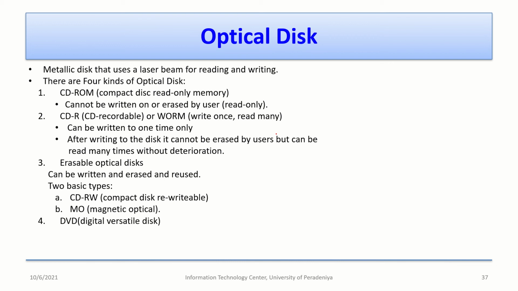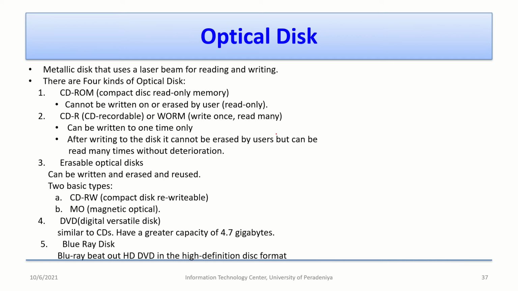The next type is DVD. This is similar to CDs but has a greater capacity, say 4.7 gigabytes. The next one is the Blu-ray disc. Blu-ray competed with HD DVD, the high definition disc formats.